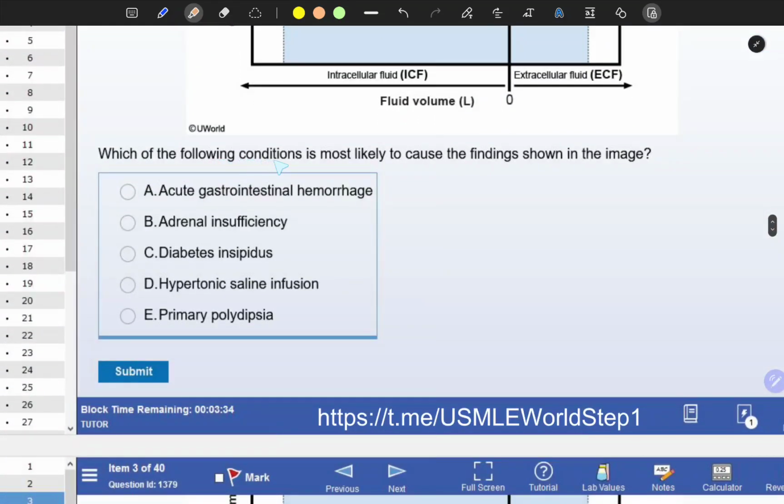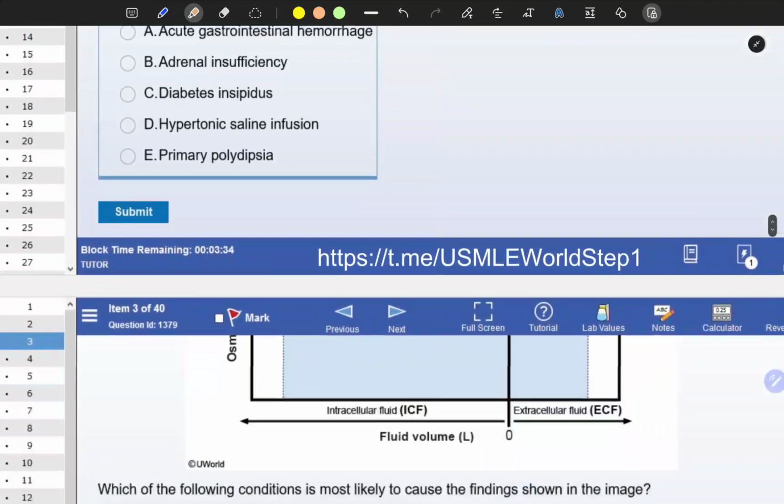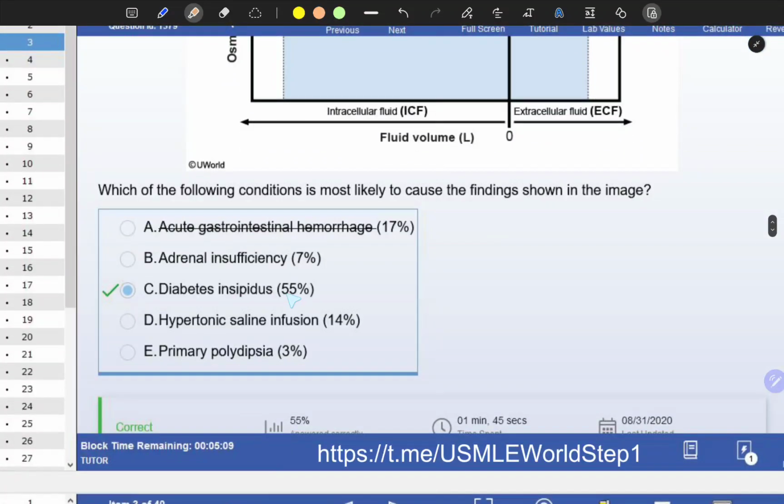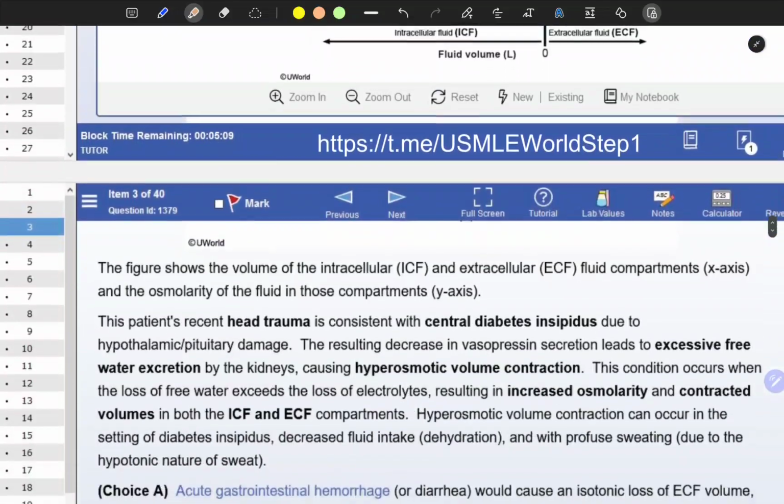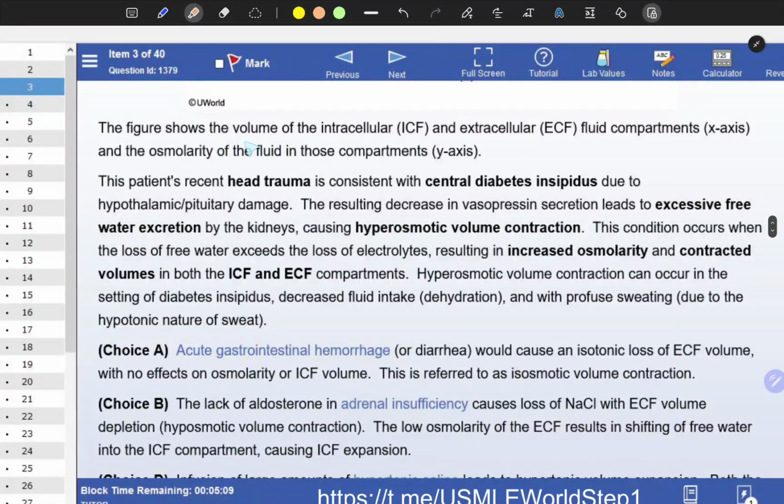So which of the following conditions is most likely to cause the findings shown in the image? The answer should be diabetes insipidus. Let's see why it is the answer. The figure shows the volume of the intracellular fluid (ICF) and extracellular fluid (ECF) compartments on the x-axis, and the osmolarity of the fluid compartments on the y-axis. We have already seen that.